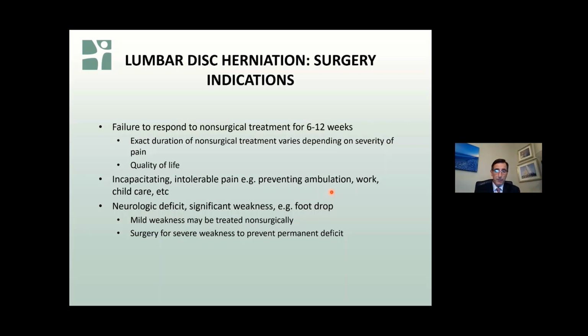And it's also a quality of life issue in terms of how much it affects your ability to just have a normal life. Some people have surgery early, in the first few weeks after onset of symptoms, because they have incapacitating or intolerable pain, or pain that prevents them from walking, or prevents them from working, or prevents them from caring for their children, or participating in other activities of life that are essential.